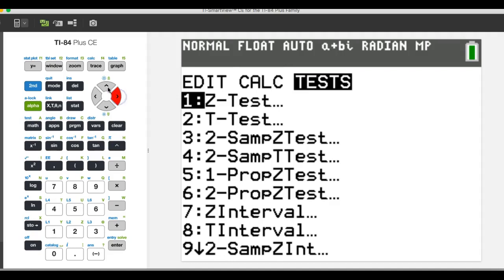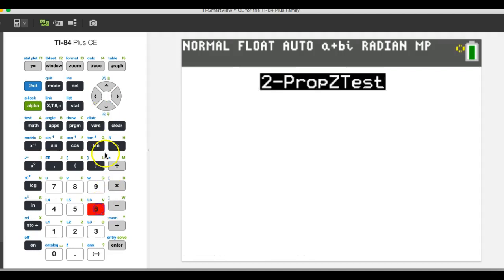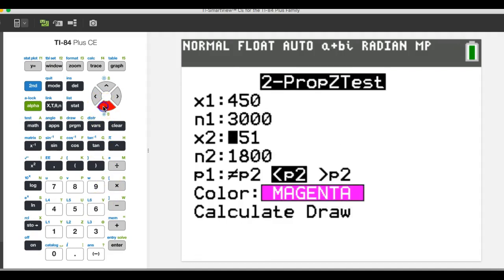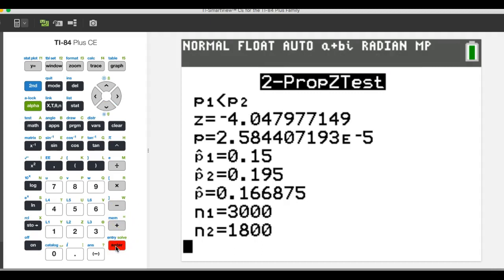Notice that if instead of doing draw, you actually went down to calculate, you can see that the p-value is 2.58 times 10 to the negative 5th approximately. Notice also it gives us our combined p-hat value here, our combined proportion of successes.